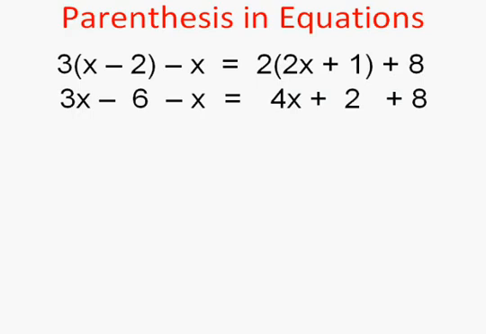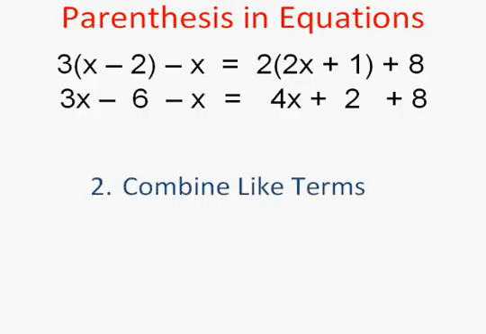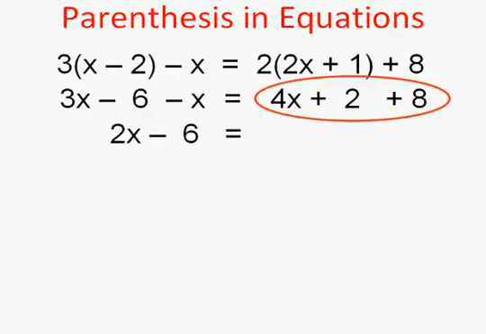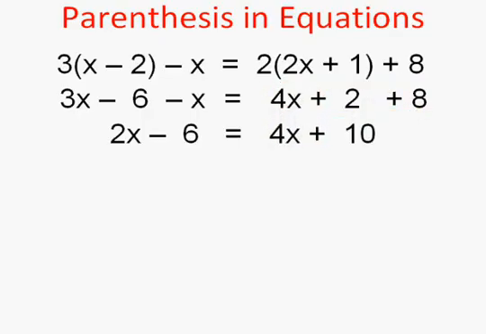The next step would be to combine the like terms on each side. On the left side, the 3x and that's really a minus 1x can get together and become a 2x. And on the right side, I only have 1x, but I can put the two constants together, the 2 and the 8, and we get 4x plus 10. Okay, we've combined like terms.